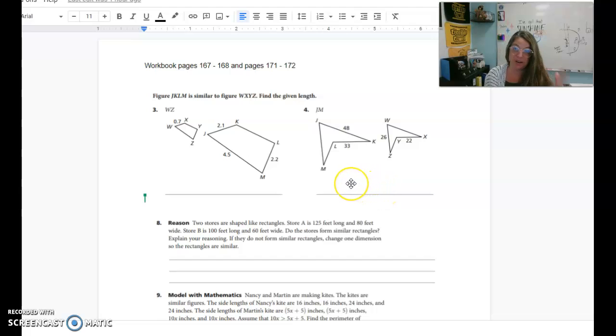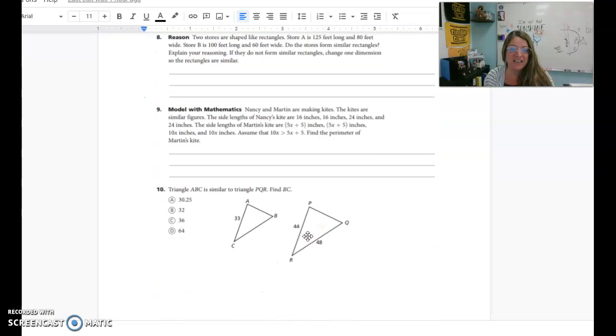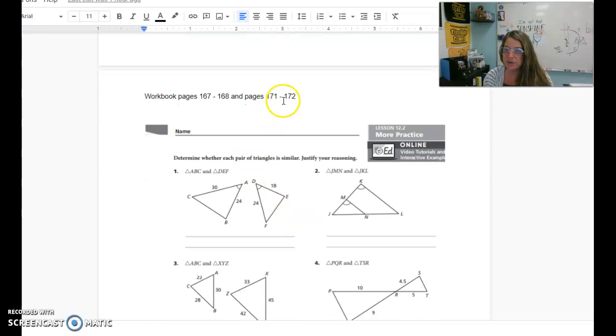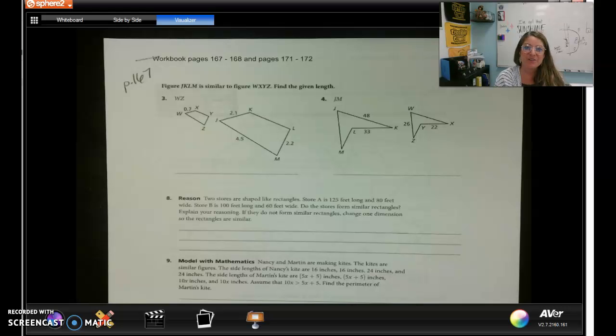All right, so these are workbook pages. This is page 167, 168. There's only a couple of problems that we're going to be doing. We're going to do number 3, 4, 8, 9, and 10. And then on workbook page 171 and 172, we're actually going to do all of them, okay? All right, so on workbook page 167, we're going to start with numbers 3 and 4.